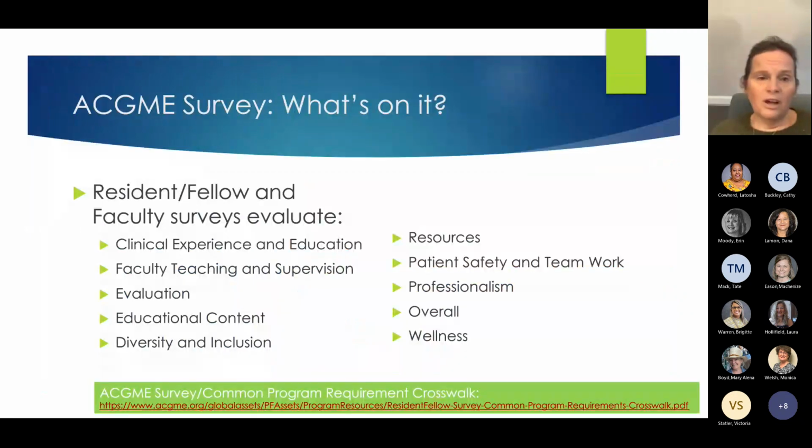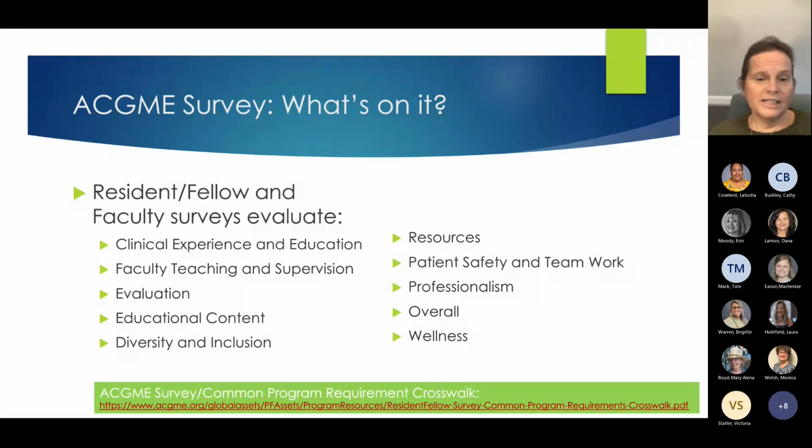What is on it? It covers a lot. It looks at clinical experience and education, the faculty teaching and supervision, evaluation, educational content, resources, patient safety, diversity, inclusion, professionalism, looks at the overall program itself, and then at wellness as a separate secondary component of the survey.